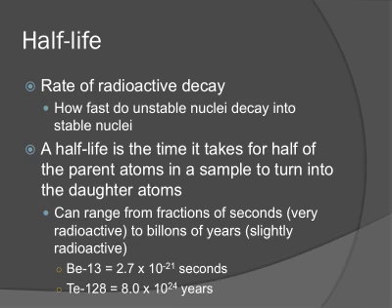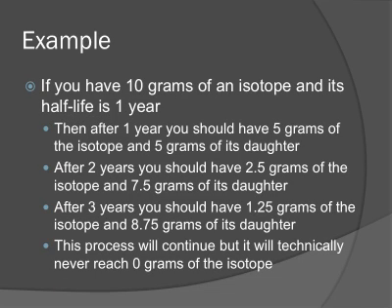So let's do an example. If you have 10 grams of an isotope, so you have a sample weighing 10 grams, and its half-life is 1 year. After 1 year, you should have 5 grams of your sample left, right? Did the other 5 grams disappear? No. They're the daughter atom now, so they're still there. The mass is still there. They're just in a different form.